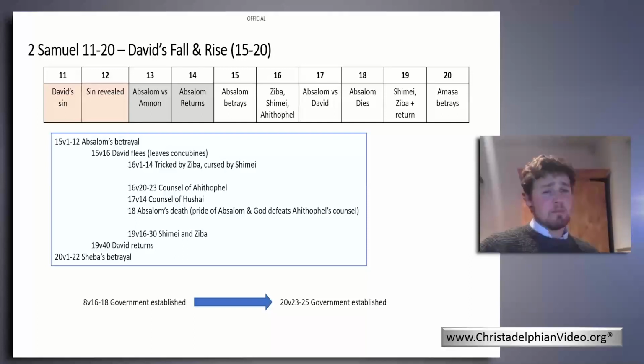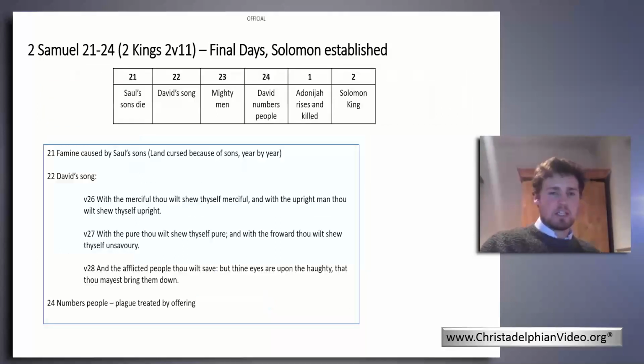And then the same with Absalom, who dies after he is killed by Joab. Then David, who has fled from Jerusalem, begins his return back to Jerusalem, and he meets the same people back in his return to Jerusalem. He meets Shimei and he meets Ziba. He returns and ends with Sheba's betrayal, which is eventually put down, and David is established in Jerusalem.